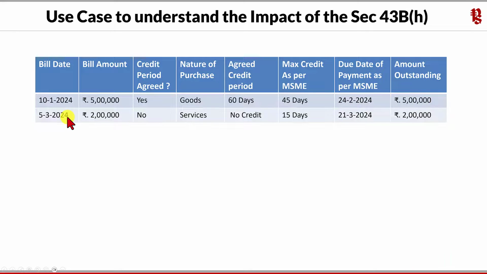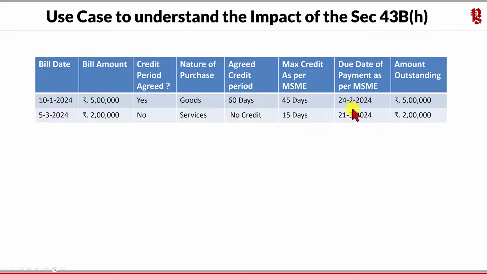The second invoice is dated 5th of March. The amount is 2 lakh. There is no credit period agreement. The nature of purchase is procurement of services. No credit agreed, which means the maximum credit period is 15 days. The due date falls on 21st of March. So as on 31st of March, both these bills are pending or outstanding. The total value of outstanding is 7 lakh.